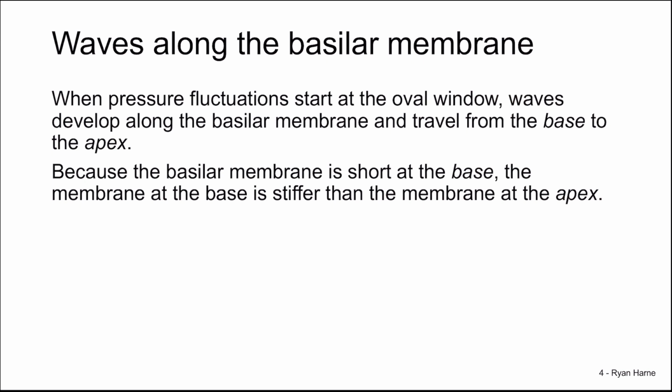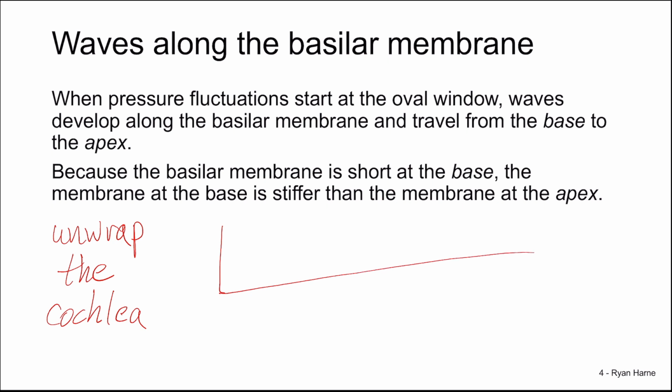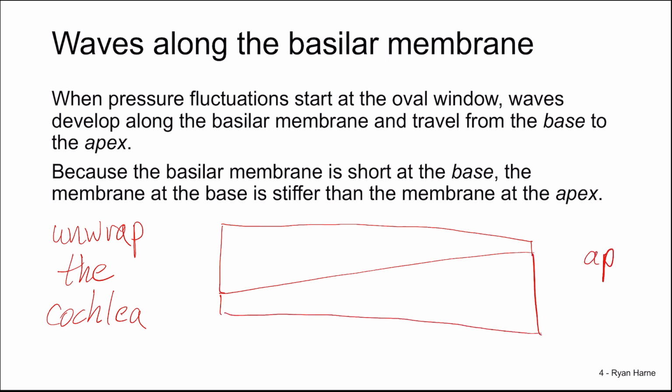The waves travel along the basilar membrane, but what's unique about this is that because the basilar membrane is short at the base near the oval window, the membrane is stiff at this location. What this looks like when you unwrap the cochlea is that the spiral lamina and the basilar membrane differ in their widths along the cochlea from the base to the apex. We have the apex at the back, which is the back end of the cochlea, and the oval window at the front end.